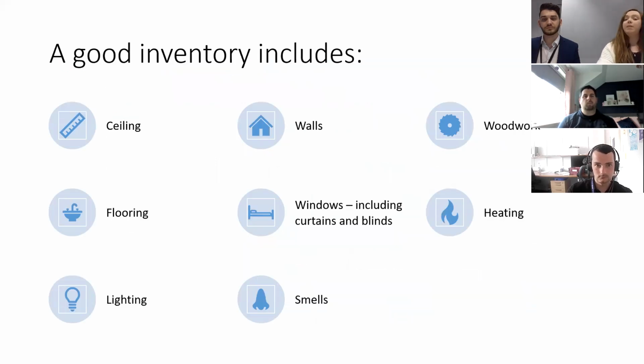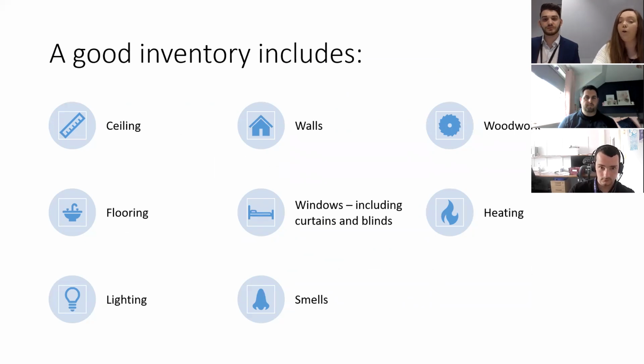So this is what I was saying about details, and this is where I was saying it's better to have too much than too little. A good inventory should include all of these. So everything from your ceiling, your skirting boards, your windows, your curtains, blinds, everything should be on your inventory.